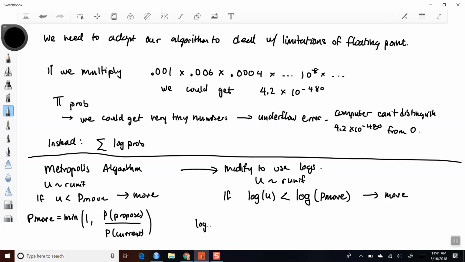And so what is the log of the move probability? It will be the minimum between not 1, but now 0, since 0 is the largest possible value we can have, and log of p propose minus log of p current. So instead of division, now you have subtraction. That's going to be log of p move, and we'll use that to decide whether or not to move. So it's still the Metropolis algorithm, except now we're dealing with log probabilities.